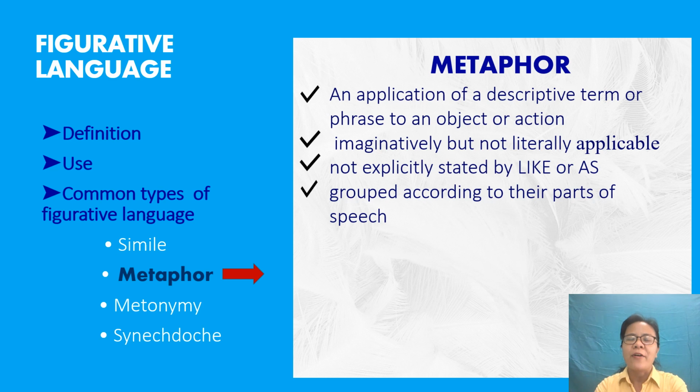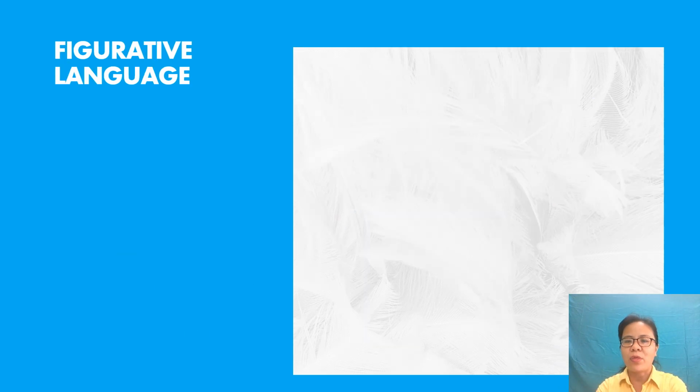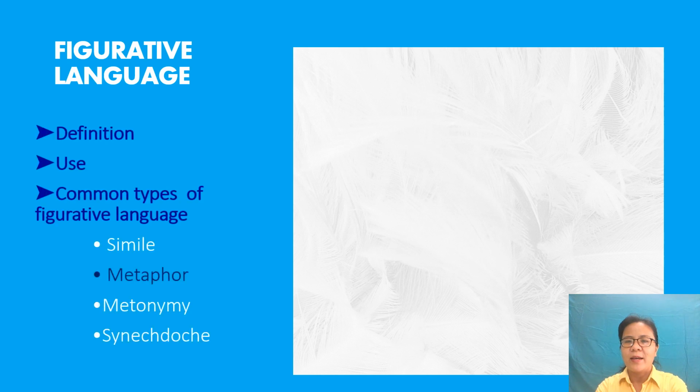And metaphors are grouped together according to their parts of speech. For example, we usually see some noun phrases like the bloom of youth, the stony heart, the burning eye, or the naked truth. And metaphor has been used for a very long time, and we divide them into two different categories.